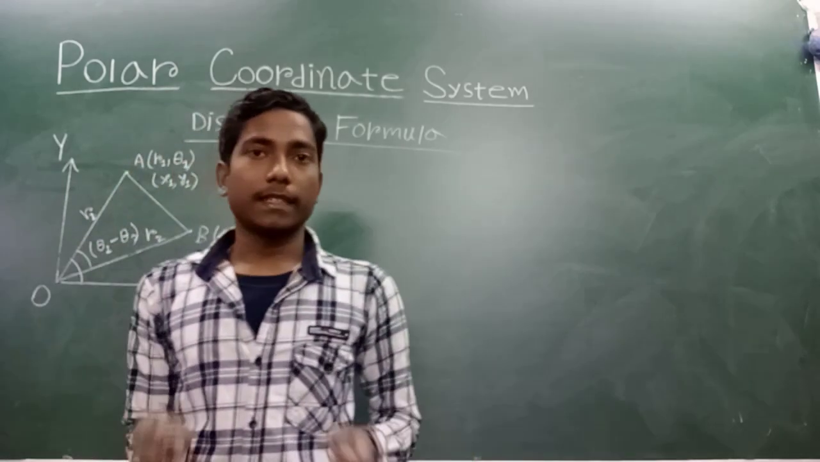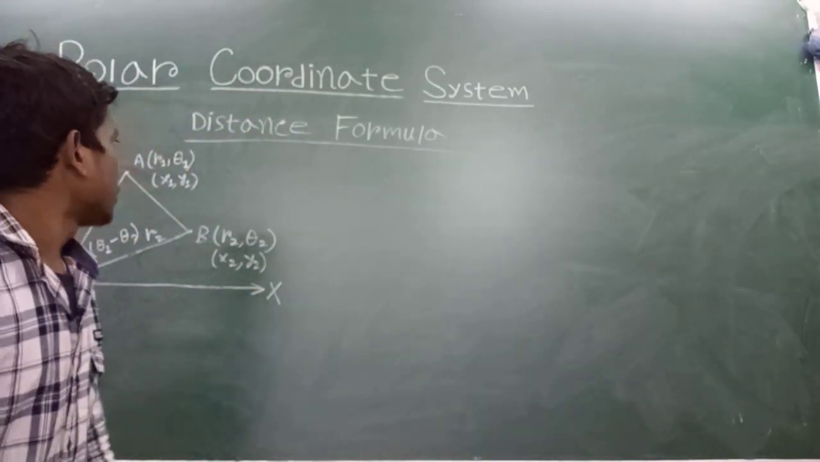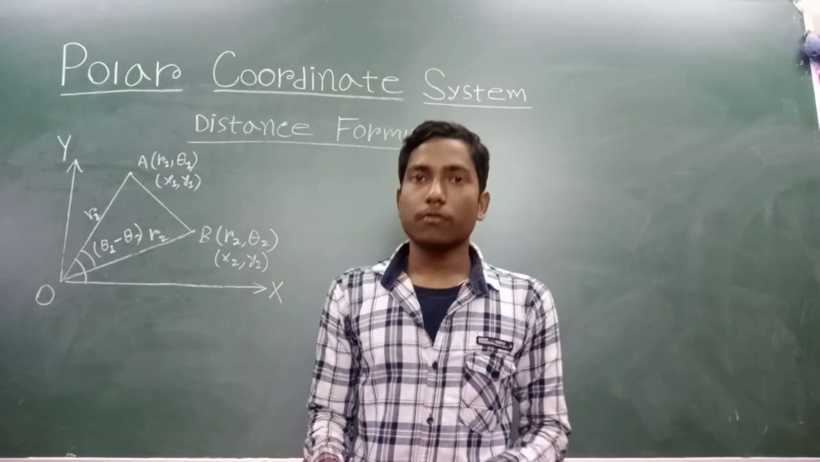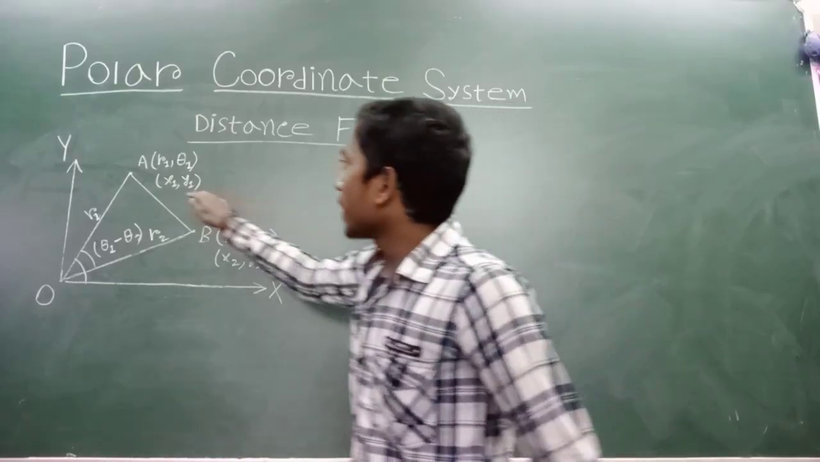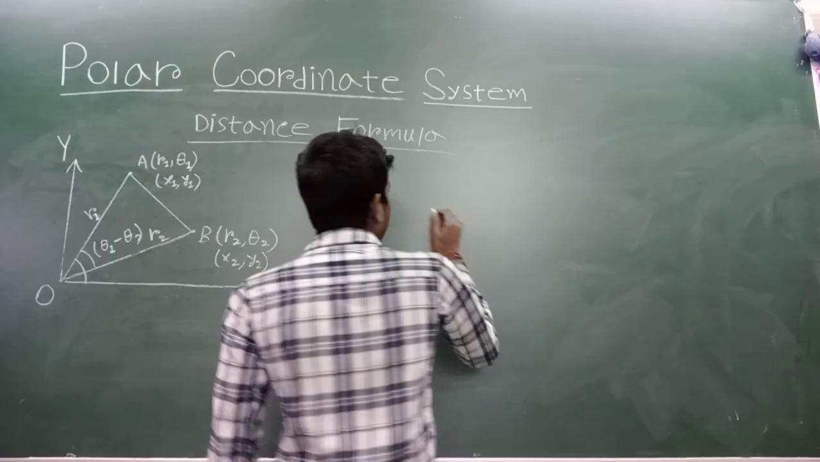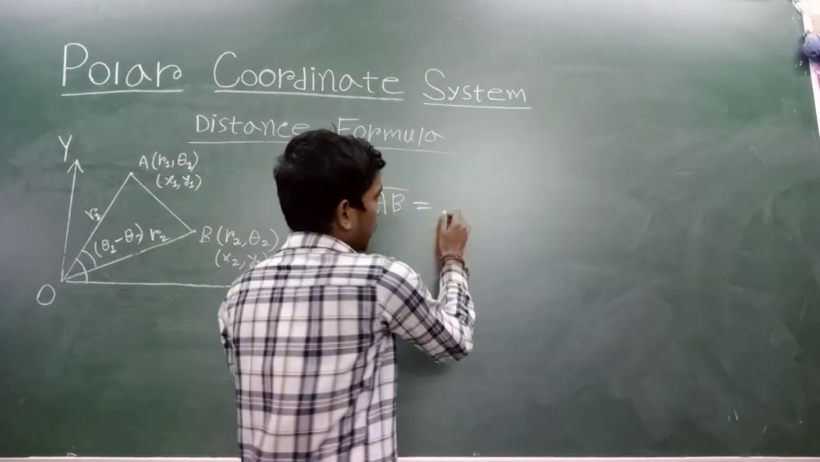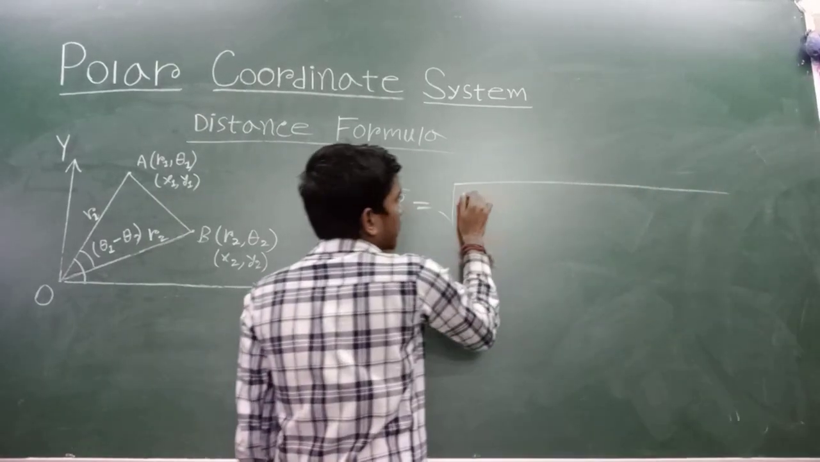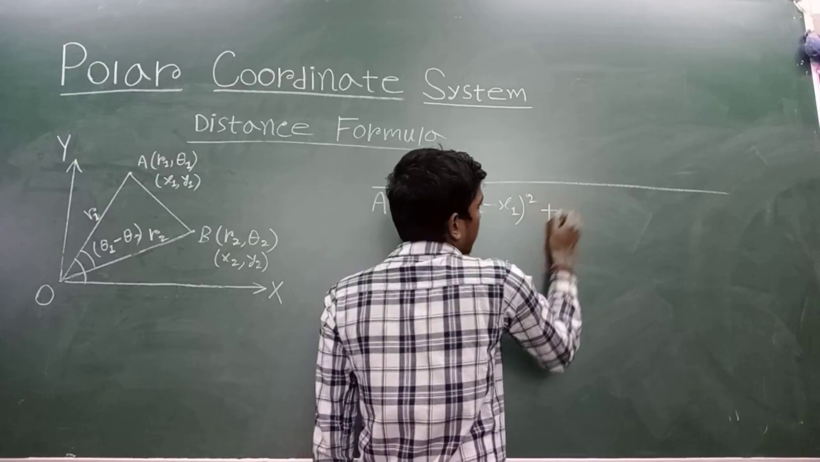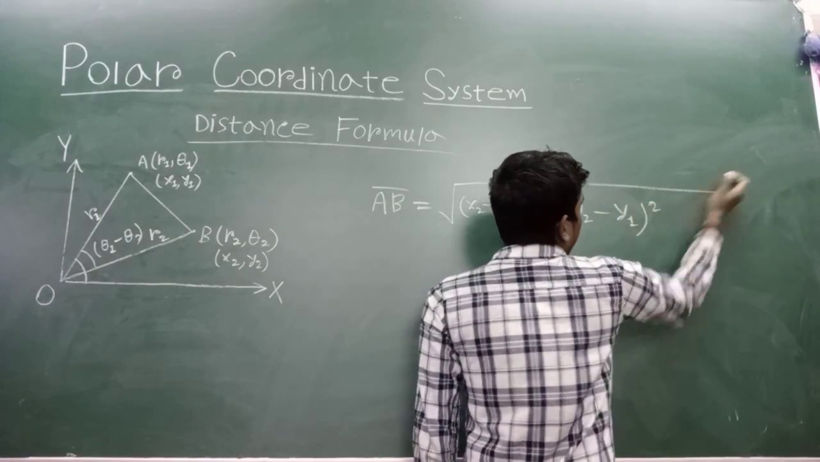Okay, so now we shall derive the distance formula between any two points in polar coordinate system. We already know the distance formula between any two points in rectangular coordinate system. If point A has coordinates x1, y1 and point B has coordinates x2, y2, then the distance AB in rectangular coordinate system is root over x2 minus x1 whole square plus y2 minus y1 whole square.